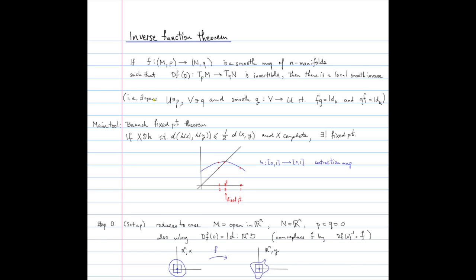Okay? So that's a pointwise condition. We just know that the derivative is invertible at the point P, and that tells us that the map is invertible in a neighborhood of P.